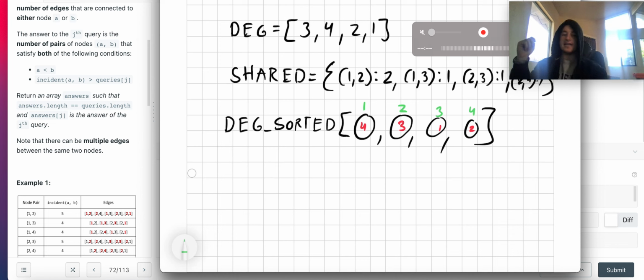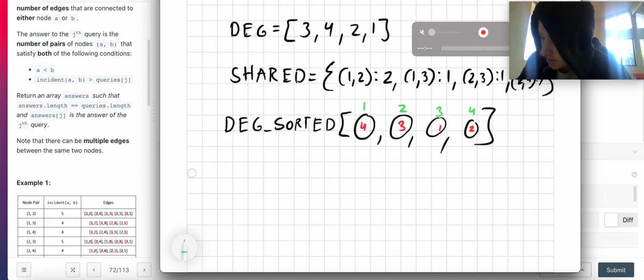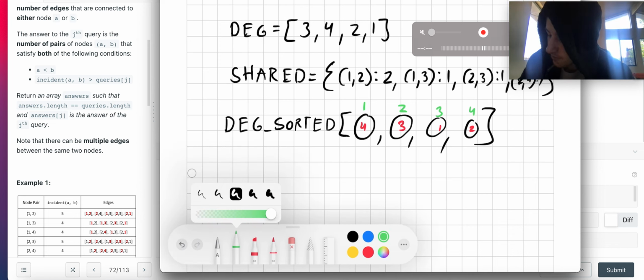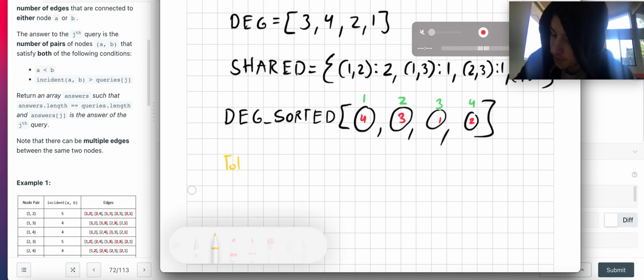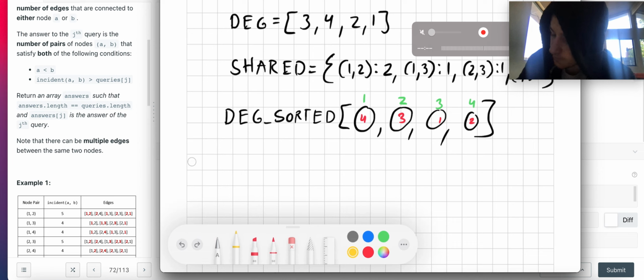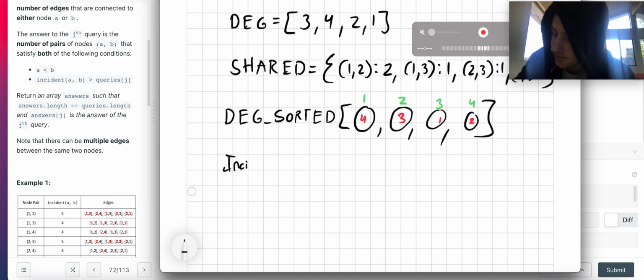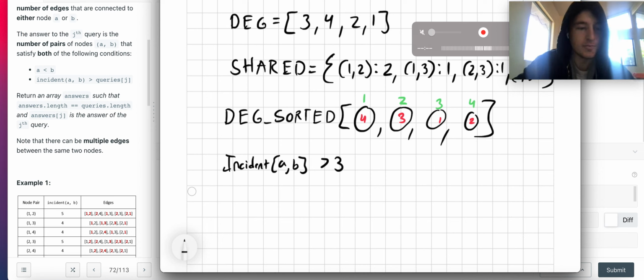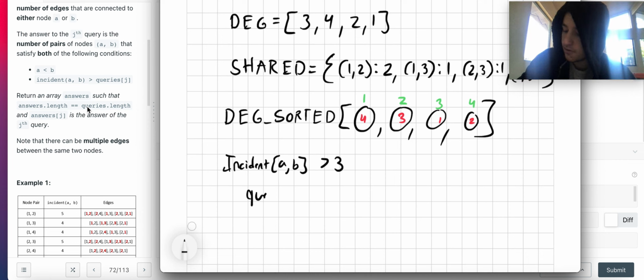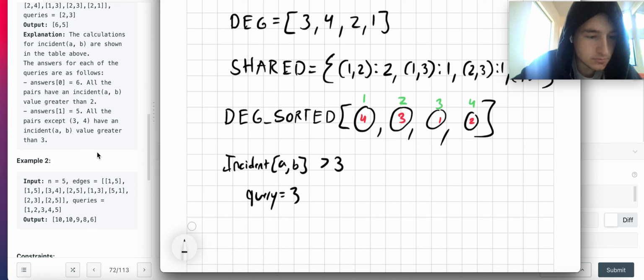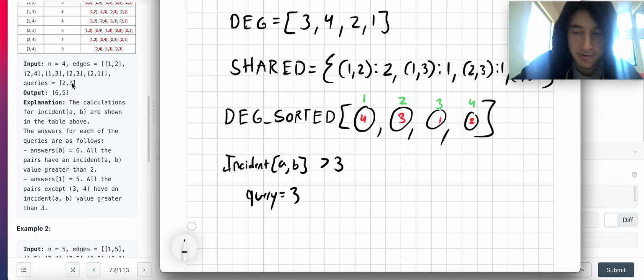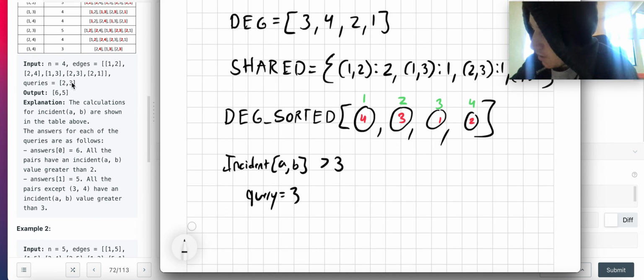right? And I guess the idea is well, if we were looking for something, not with incident, let's say we were looking at total degree, incident 3. We'll just start there. All right, we wanted incident of AB greater than 3. Right, so maybe query value equals 3. Yeah, so query value equals 3, right?